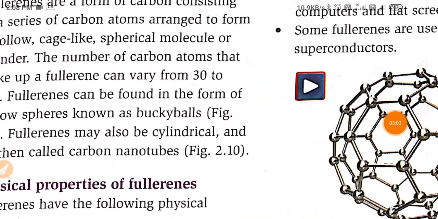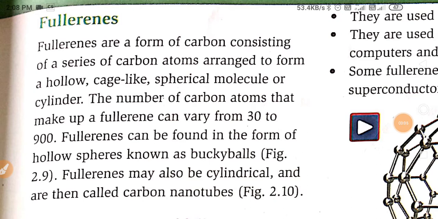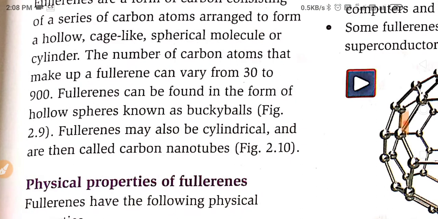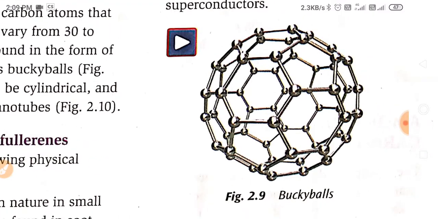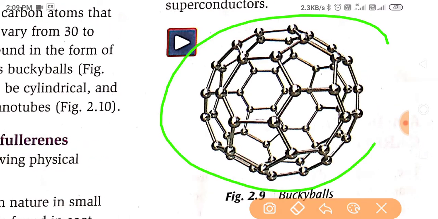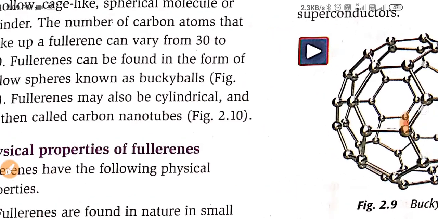Now we talk about the third form. This is Fullerenes. Fullerenes are a form of carbon consisting of a series of carbon atoms arranged to form a hollow cage-like spherical molecule or cylinder. The number of carbon atoms that make up a fullerene can vary from 30 to 900. Fullerenes can be found in the form of hollow spheres known as Buckyballs. You can see the figure here also. In this form, this structure is formed.